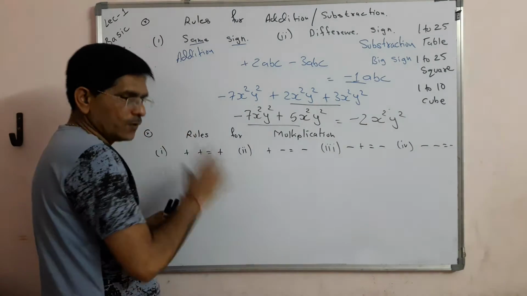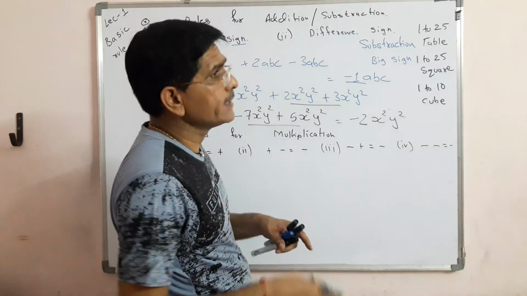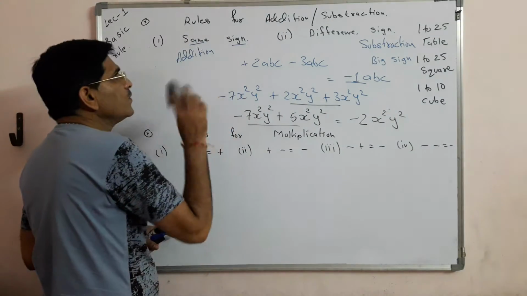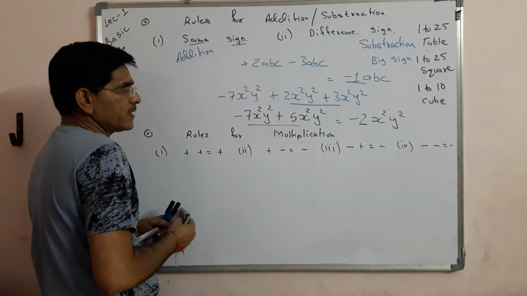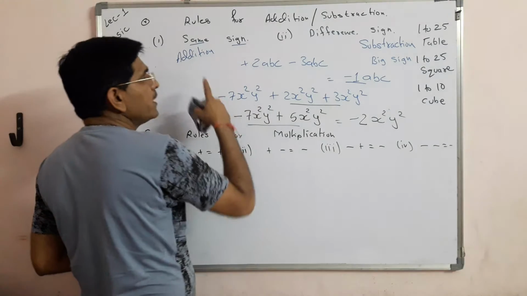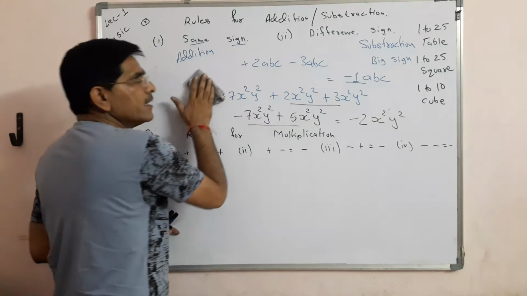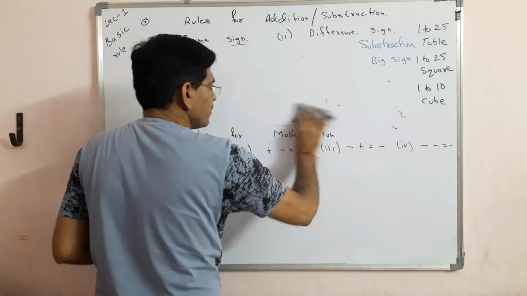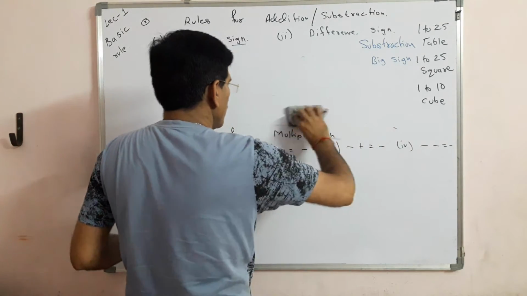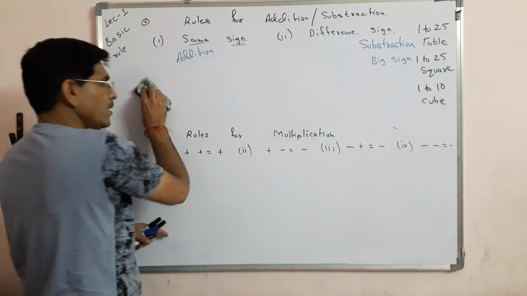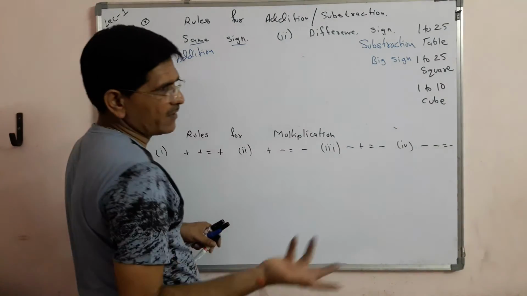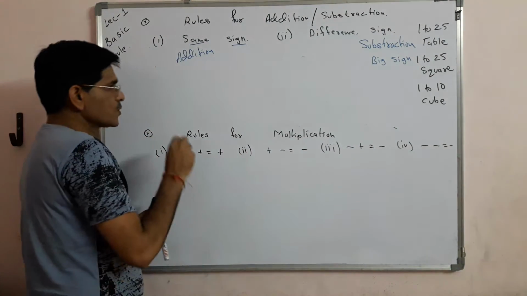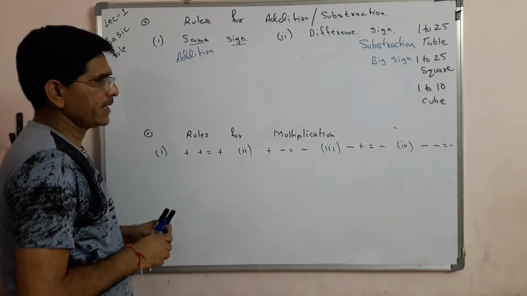So it is useful for 8, 9 and 10. In 8 there are 2 lessons in which we are doing this type of activity. But mostly in all lessons we are doing addition and subtraction. So it is useful. Now rules for multiplication. Because we are doing multiplication very much, everywhere we are doing multiplication. So what is the rule for multiplication?